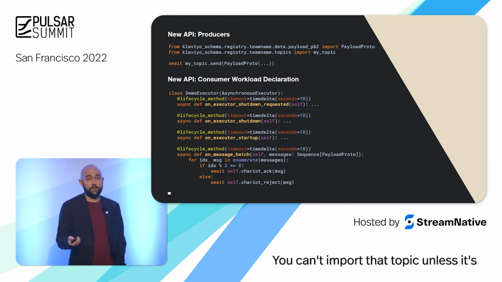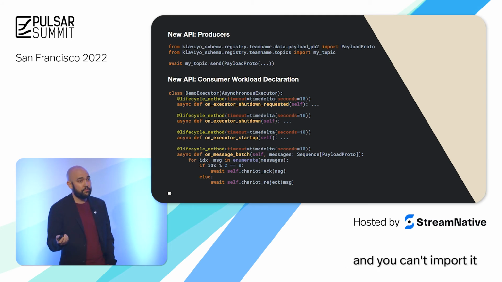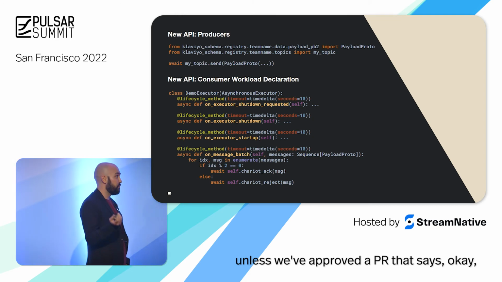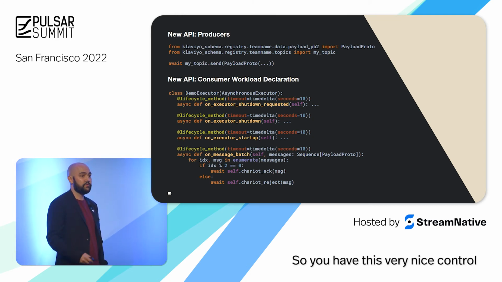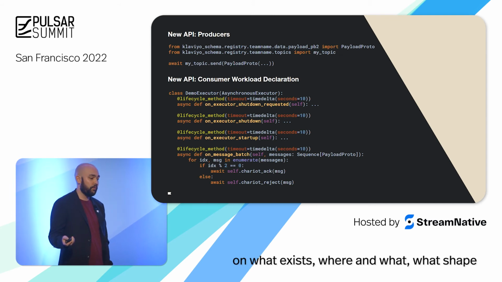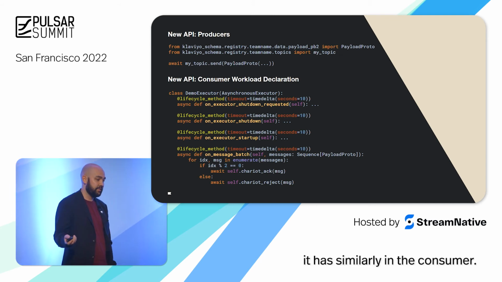You can't import that topic unless it's available for your code to import, and you can't import it unless we've approved a PR that says, okay, your topic will be migrated into existence. So you have this very nice control on what exists where and what shape it has.